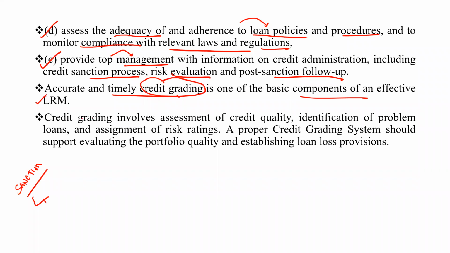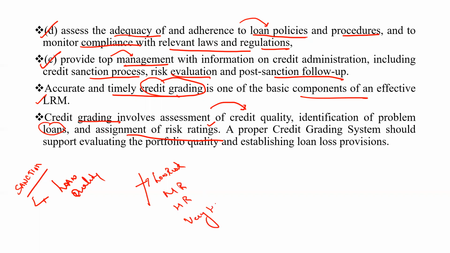What is the meaning of that? Credit grading basically involves assessment of the credit quality, that is the loan quality, identification of the problem loans, and assignment of the risk rating. For the risk rating, you are basically taking out the CIBIL or the credit rating of any person, like CIBIL or Equifax. As per our organization's rules, we have to classify data under low risk, medium risk, high risk, and very high risk.